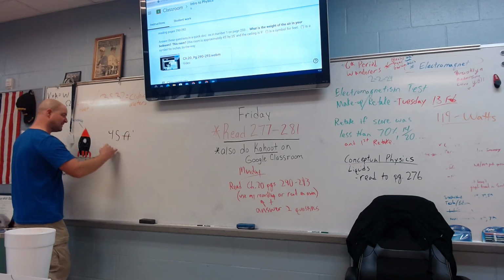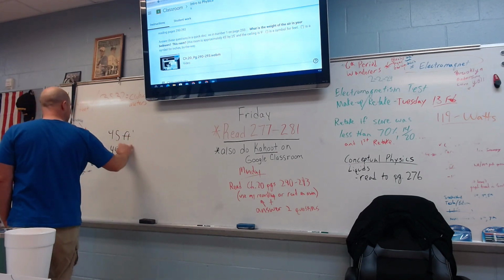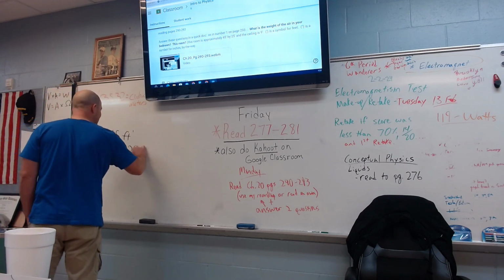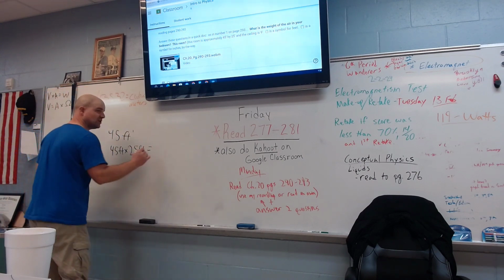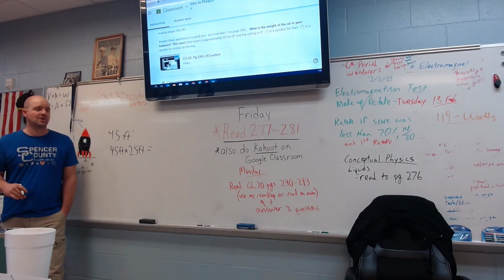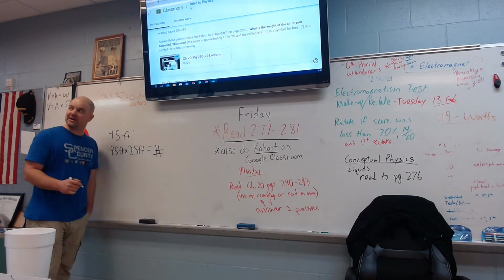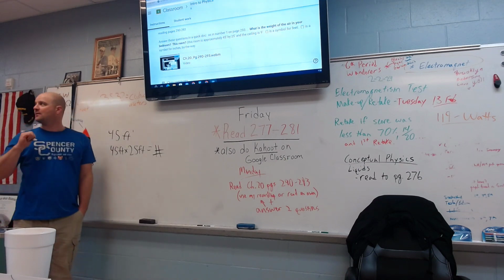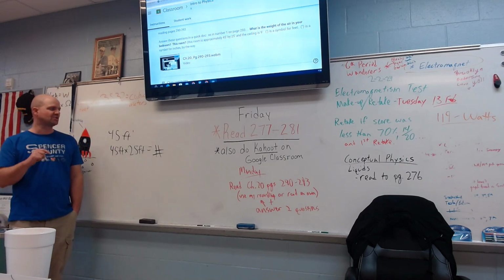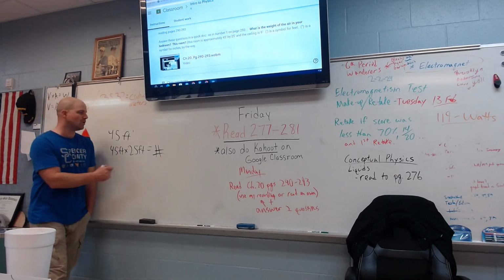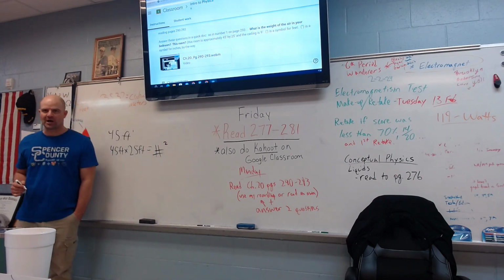Now, if I take 45 feet times 25 feet, which is the width of this room, and I multiply that together, I'm going to get a number. I'm not going to give it to you, but I'm going to get a number. How many dimensions do I have now? 2. So it's going to be a number squared.